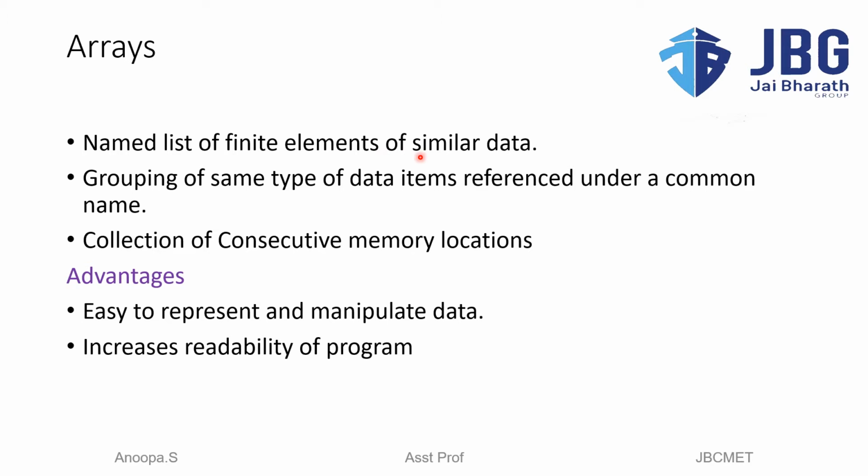Then the third point is of similar data. Every data that we store in an array should be of the same data type. If you declare an integer array, all the elements in that array should be integers. Now, grouping of same type of data items referenced under a common name is called array. And it can also be defined as a collection of consecutive memory locations. What is consecutive? It means adjacent. So the elements in an array will be stored in adjacent memory locations.